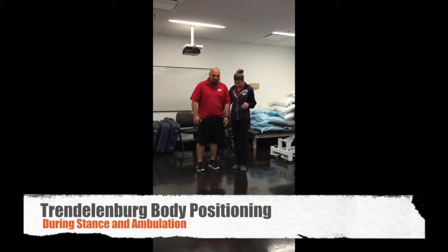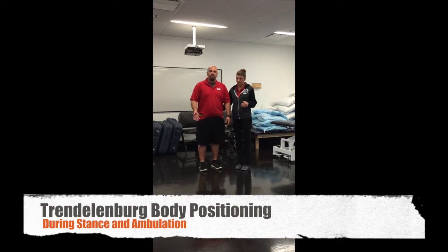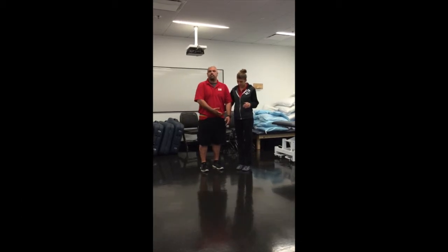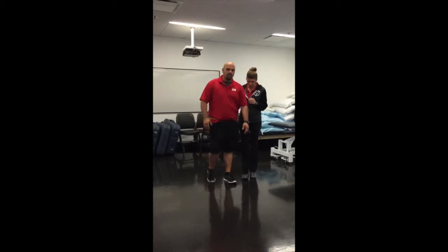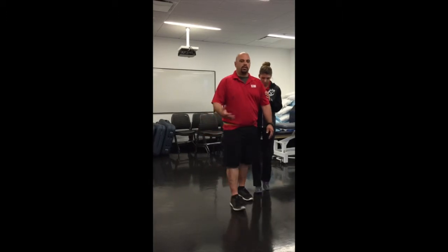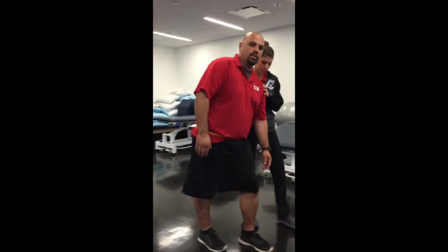So I have Trendelenburg. I have a weakness on my right side. You'll notice that when I take a step with my right and I'm standing on my right, my left hip is going to drop. And you'll also probably notice that my trunk's going to lean over. Generally when somebody has this weakness, they'll drop the hip and lean the trunk to compensate and get their center of gravity over their base of support.